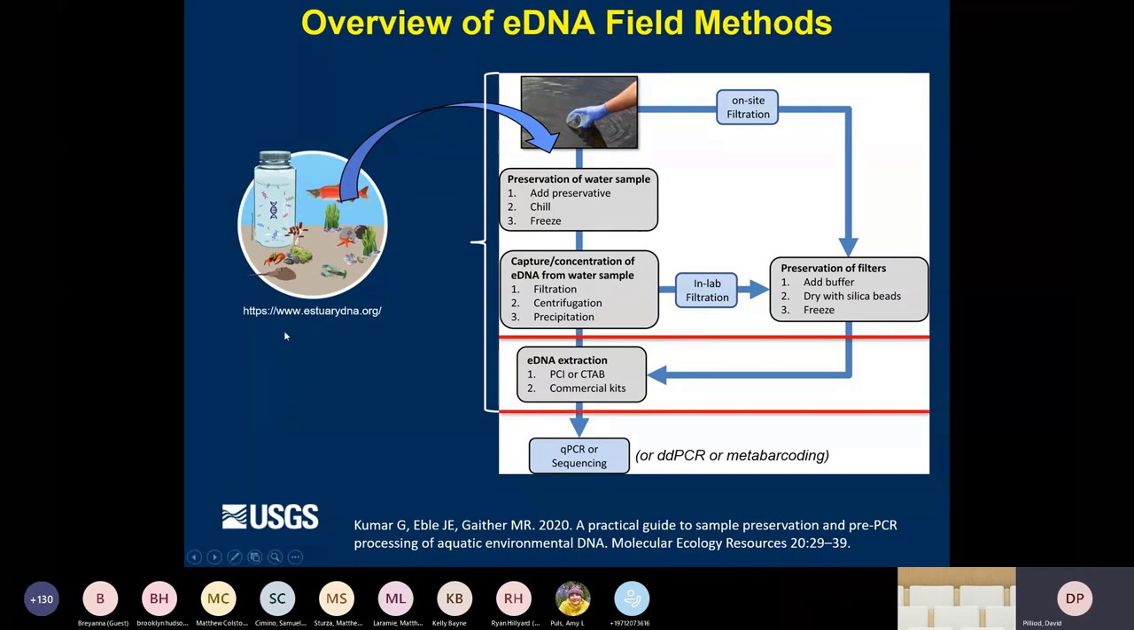And then Matt's going to talk about this next section, eDNA extraction. So all of that together is what we're covering in eDNA 101. It's quite a lot. And then eDNA 201 and 301 will be this part on qPCR and sequencing, including digital drop and metabarcoding and these other things you've probably heard about.